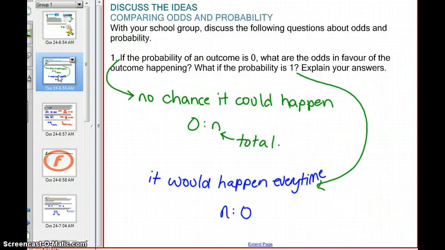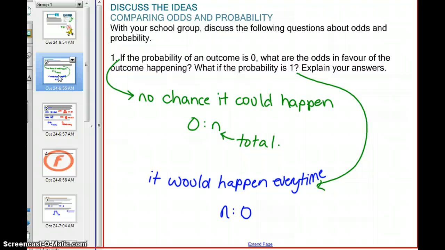Discuss the ideas, comparing odds and probability. So let's talk about what it means to have probability be 0. If the probability is 0, that means it can never happen. So to write the odds in favor of that outcome happening would be 0 to n, where n is the total of how many times it's happened. Because 0 is the chance that it'll happen, and that means it will not happen every other time, or n.